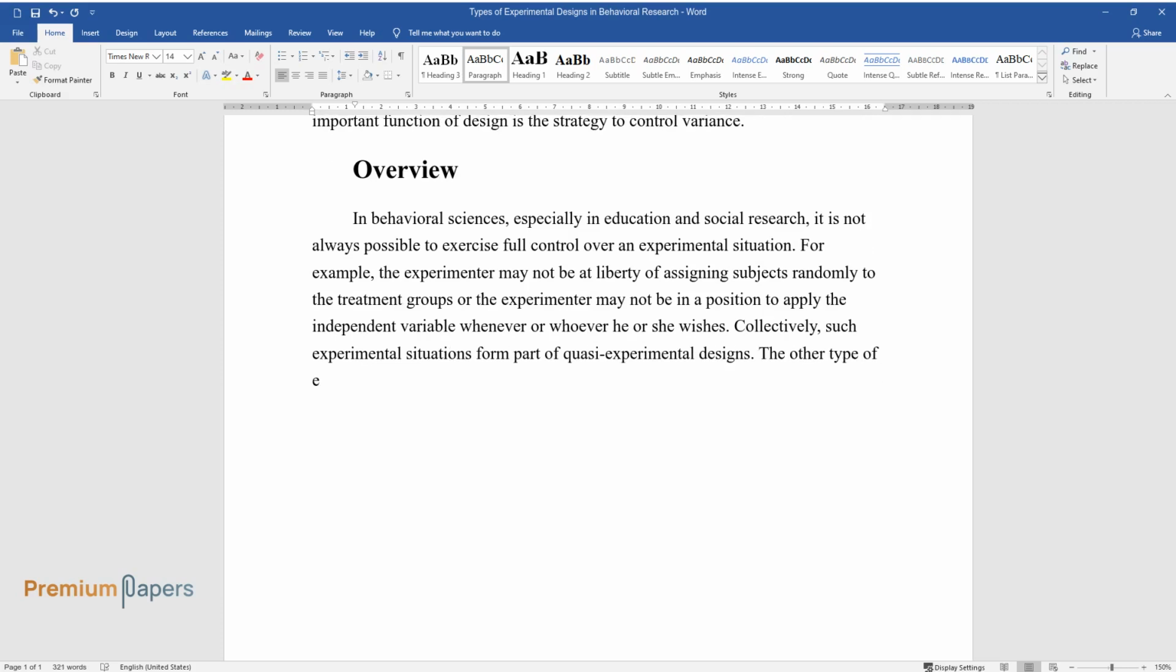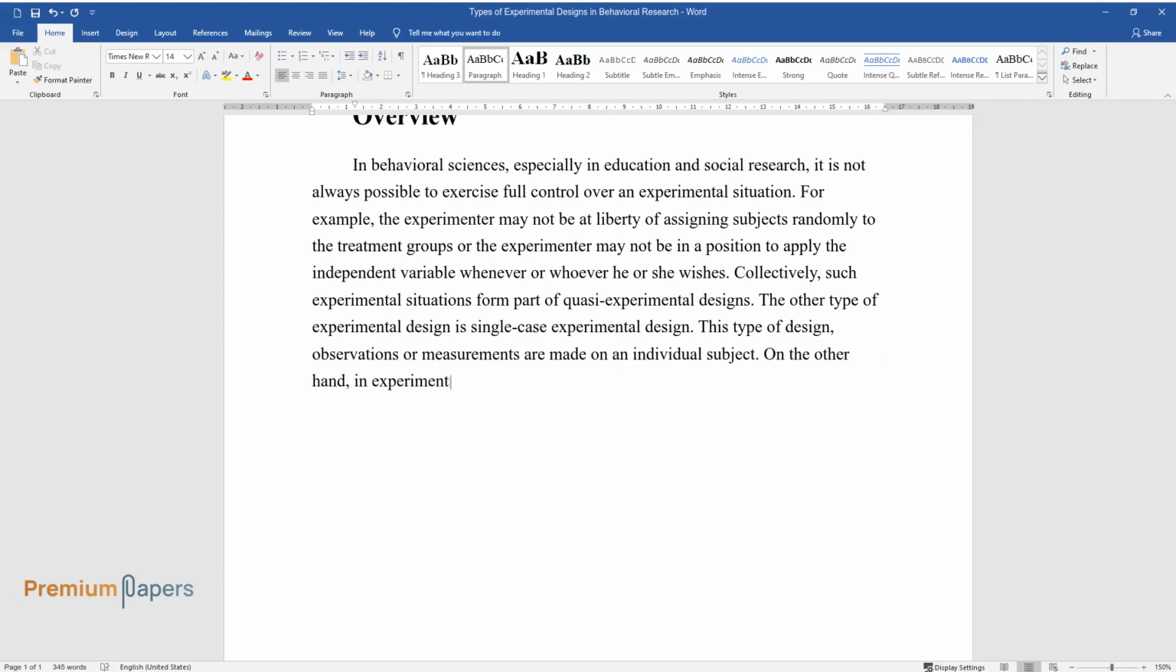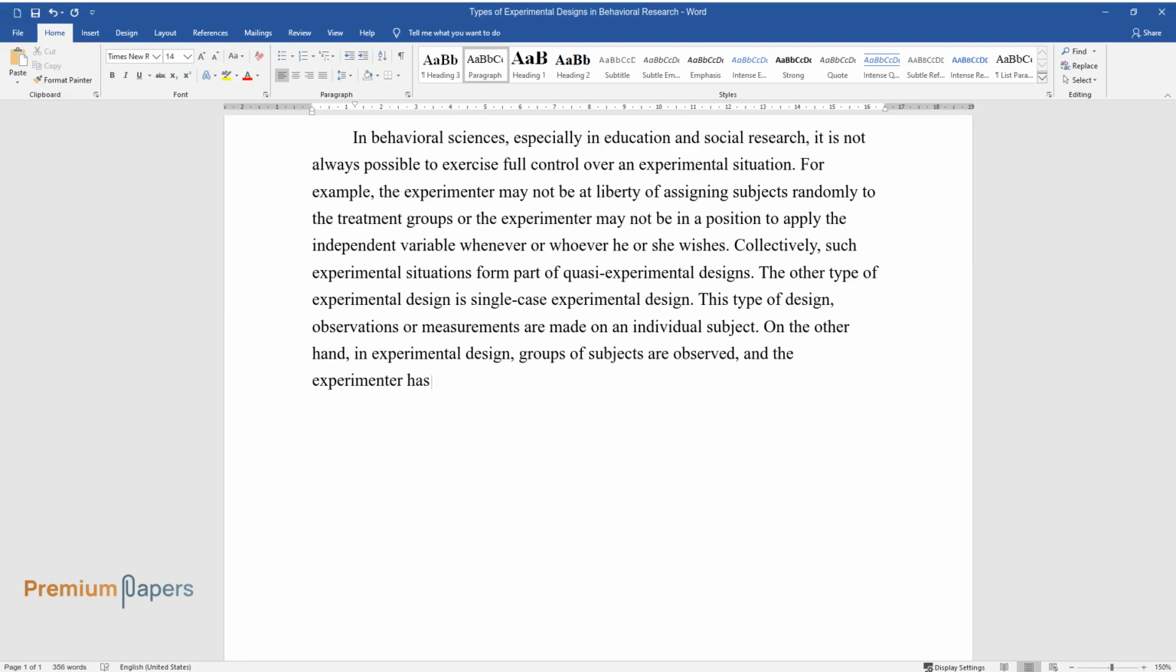The other type of experimental design is single-case experimental design. In this type of design, observations or measurements are made on an individual subject. On the other hand, in experimental design, groups of subjects are observed, and the experimenter has full control over the experimental situation.